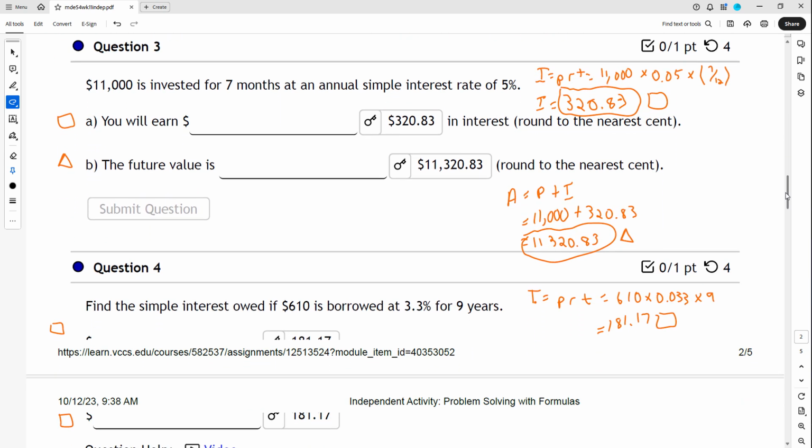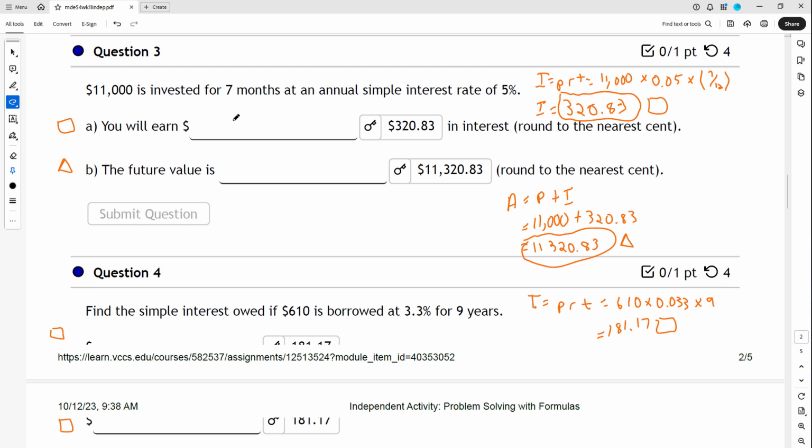Number 3, 11,000 is invested for 7 months at a simple interest rate of 5%. How much interest will I earn? I use my simple interest formula. 11,000 times the R, which is 5%, 0.05. 7 months is 7/12 years.